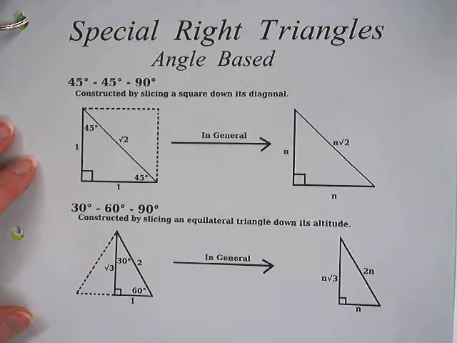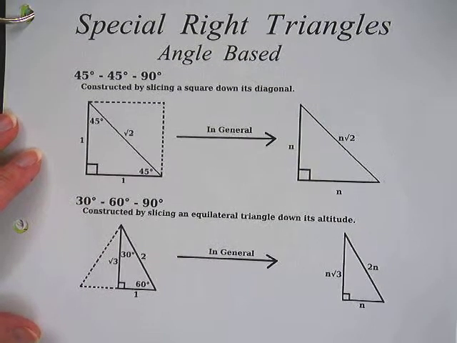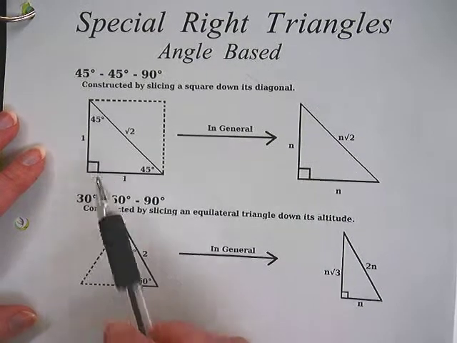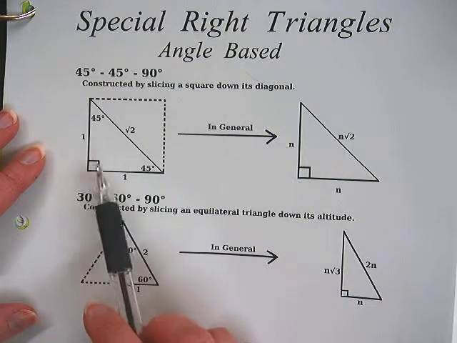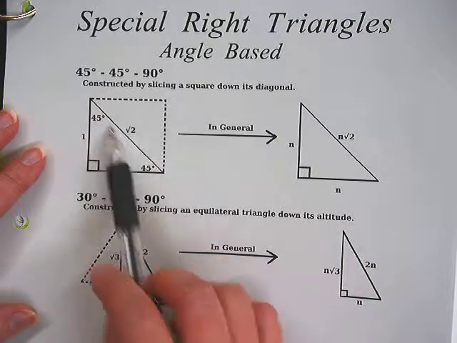The first thing we need to do today is review something you should have learned in a previous class about special right triangles. There's two different types of special right triangles that we will be using. One of them is a 45-45-90 triangle. This triangle comes from cutting a square in half.